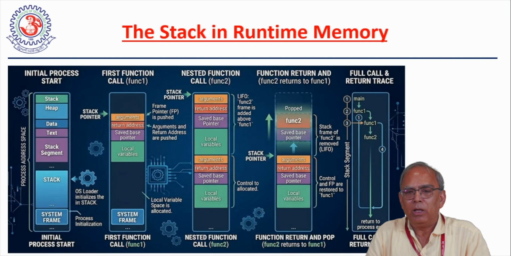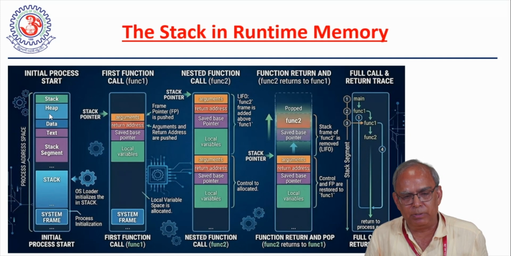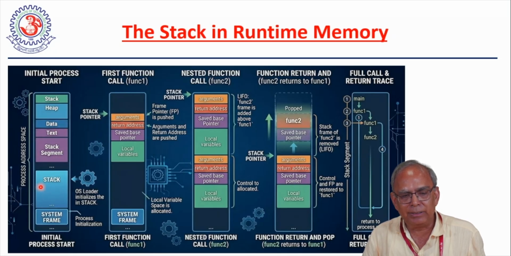So this is the summarization of the entire stack in the runtime memory. Initially, when the process starts, we have the stack and heap. The purpose of the heap will also be discussed. So we have the data, and we have the stack. Then these are some other system frames, some other kind of data which is written here. The first function call will have the arguments, the return addresses, the saved base pointers, and the local variables. All this is called one stack frame.